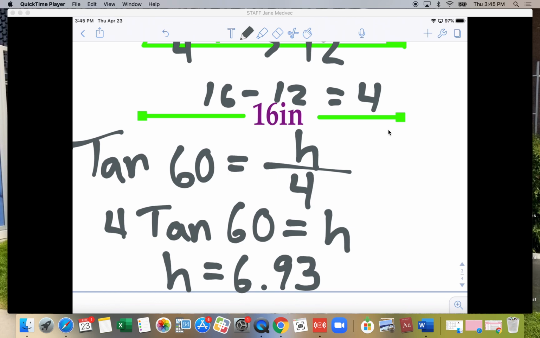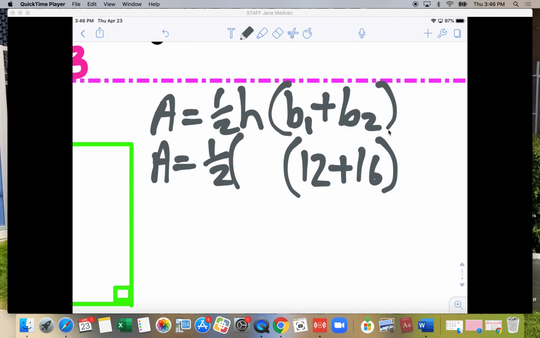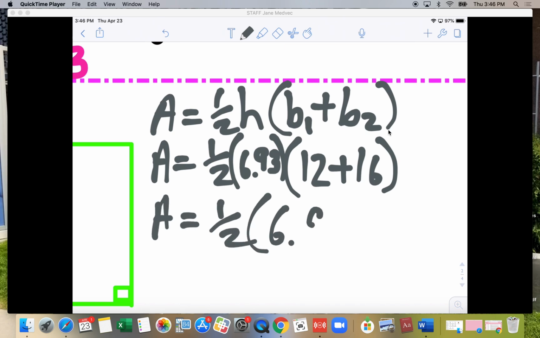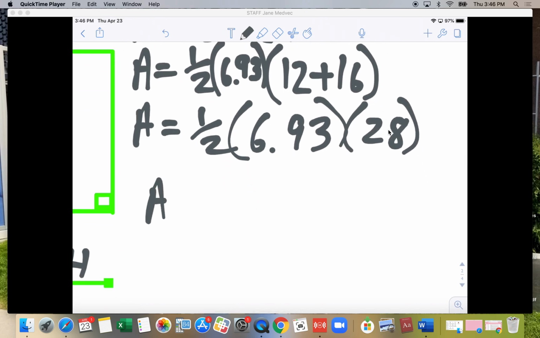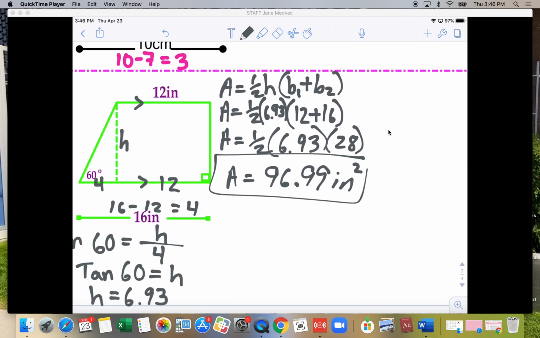When you put it in your calculator, please make sure that that is nice and large. Don't cut it out. You can round it when you're writing it down, but again, keep it large when you're in your calculator. So I'm going to go ahead and put in my formula. 6.93. Area equals 1/2 times 6.93 times 28. So my area is 96.99 inches squared. So again, we're going back to trig, and we're going back and looking at SOHCAHTOA.